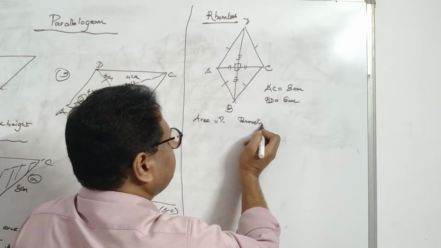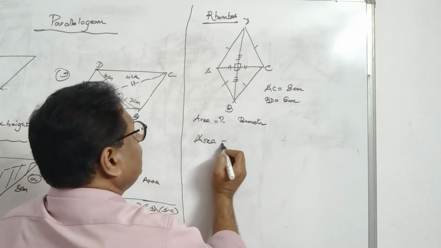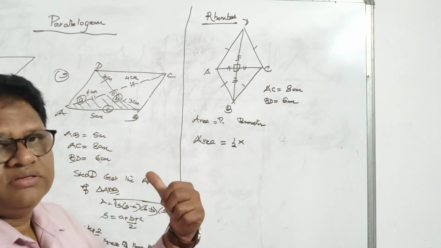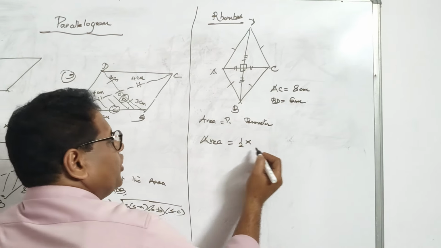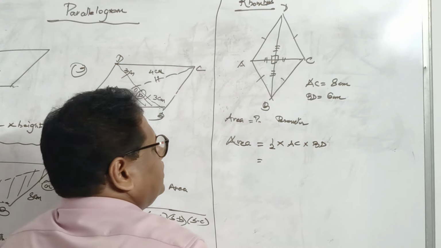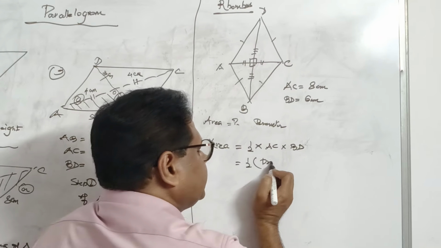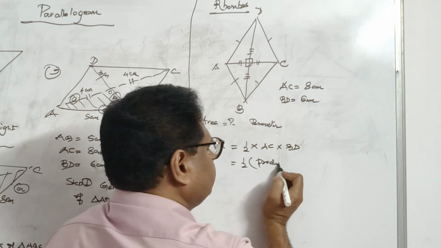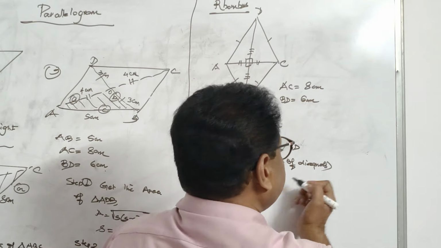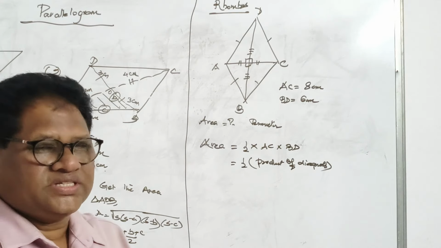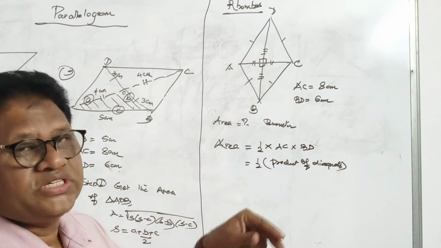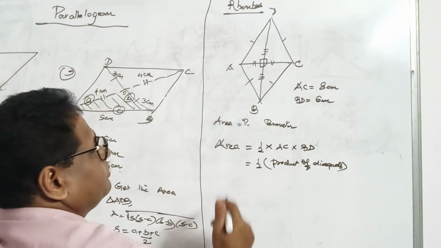For area of rhombus, we have half into diagonal AC and diagonal BD. That means you are going to multiply half into AC into BD. That is half the product of diagonals, right? See, when you are given the diagonals of the rhombus, then please draw the figure like this, because it becomes easy for you to apply Pythagoras theorem.